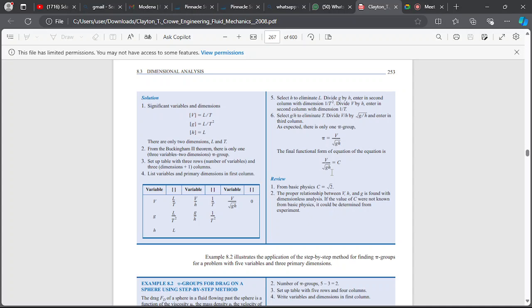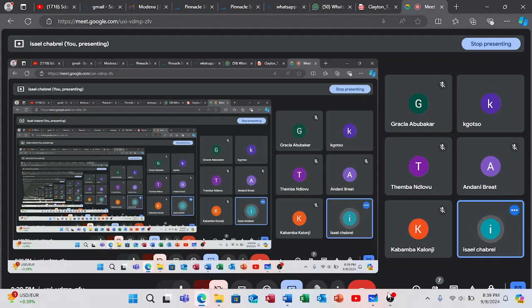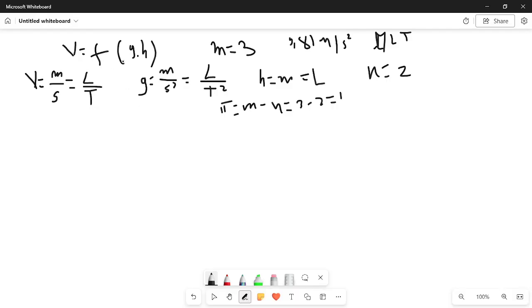Why did you say n is 2? When you look at this function here, Mr. Koto, I'm saying, why did you say that? I'm explaining it. V is a function of g and h.